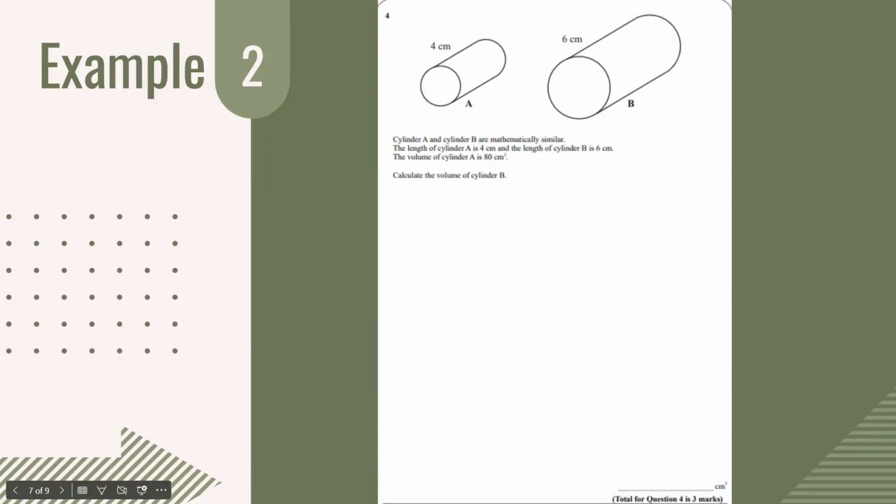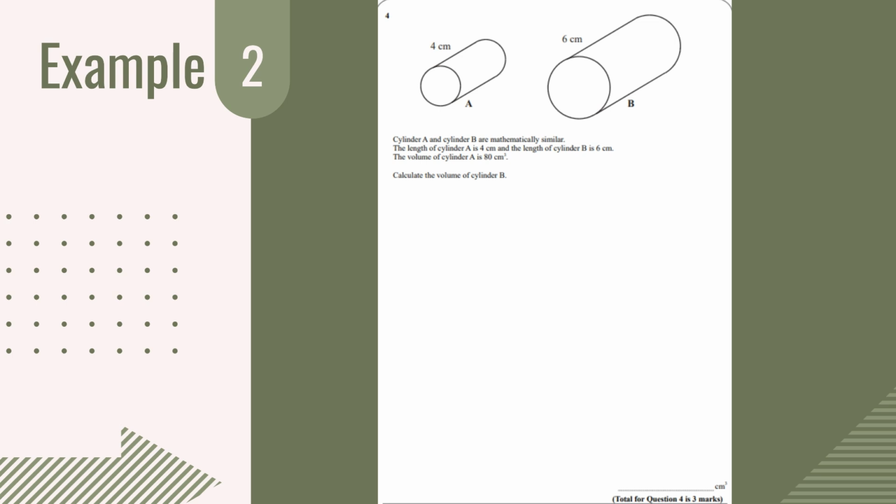Here's another exam question for you to have a go at. Have a go, pause the video, and unpause when you've done. So, cylinder A and cylinder B are mathematically similar. The length of cylinder A is 4 cm and the length of cylinder B is 6 cm. The volume of cylinder A is 80 cm cubed. Calculate the volume of cylinder B.